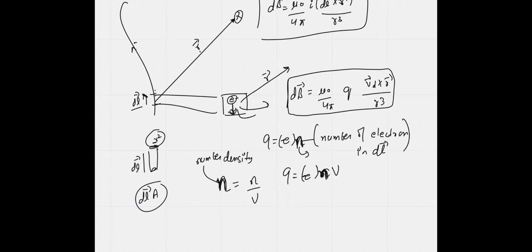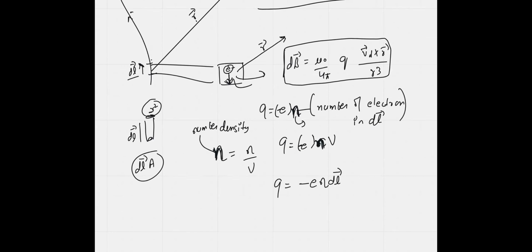Let's keep them as it is. So you can now say q is equal to minus e times n. Instead of v, I'll write dl. Because q is a constant, like a scalar, I will directly put the scalar values. Here you can write pi r square. Is it clear now? This small portion is dl, the smaller length.